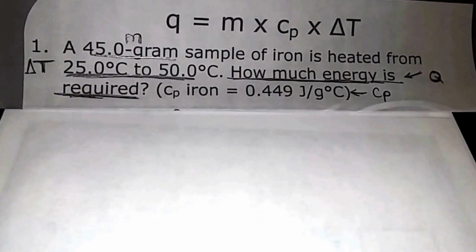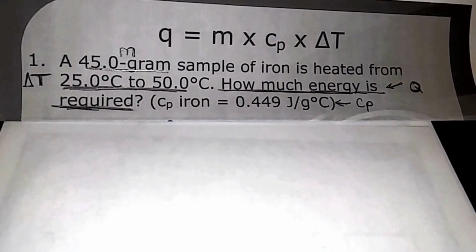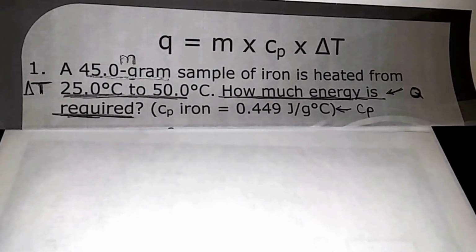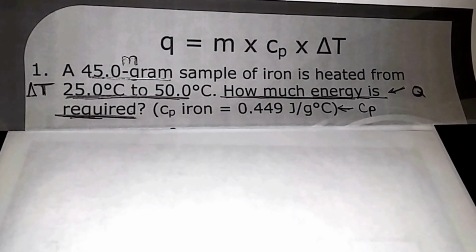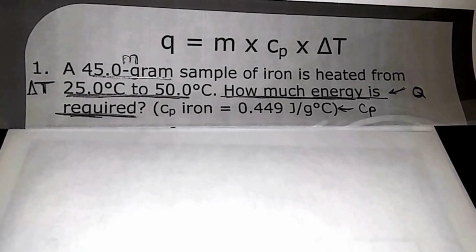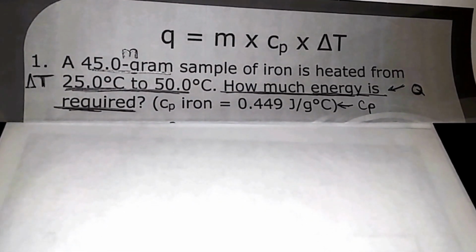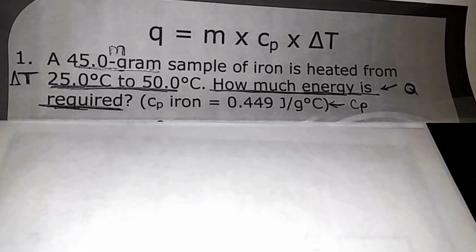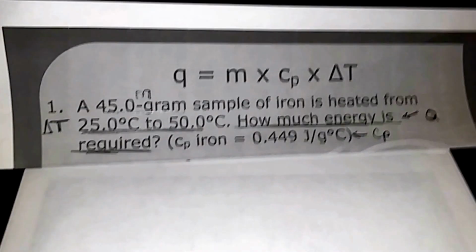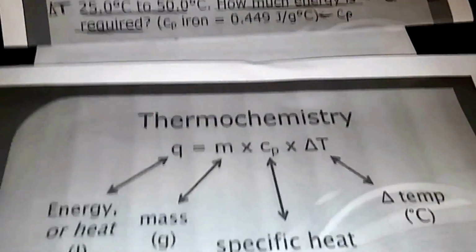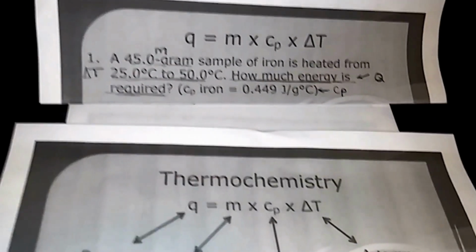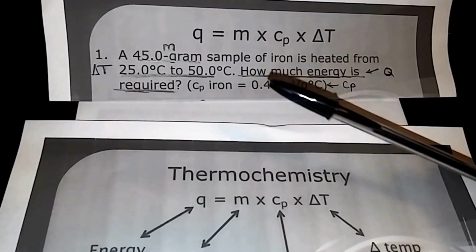It says a 45-gram sample of iron is heated from 25 degrees Celsius to 50 degrees Celsius. How much energy is required? And then they tell you Cp, which is specific heat for iron, is 0.449 joules over grams times degrees Celsius. Okay, this is where this part of the notes comes in. So what you want to do for all these problems is start labeling them.